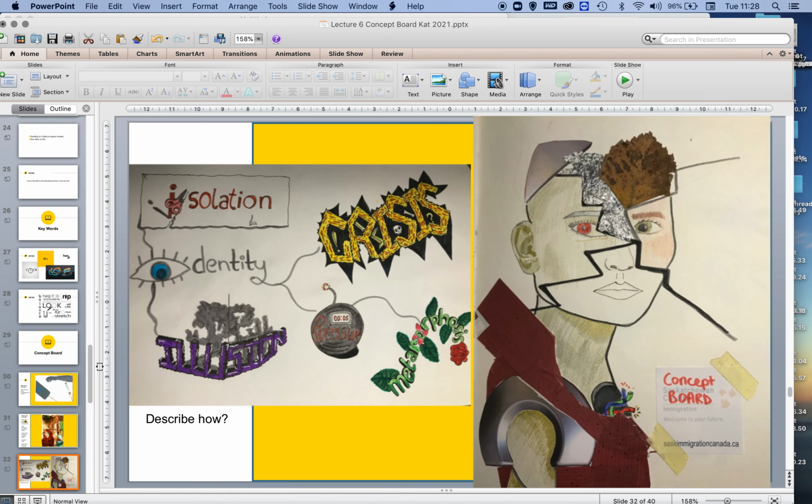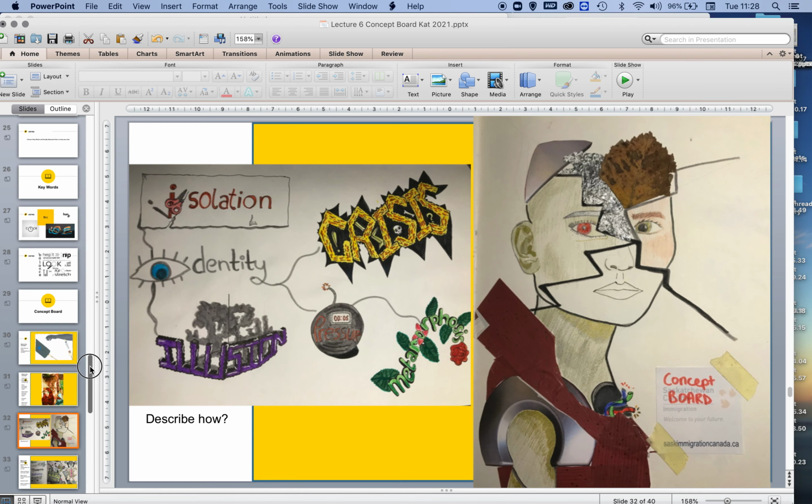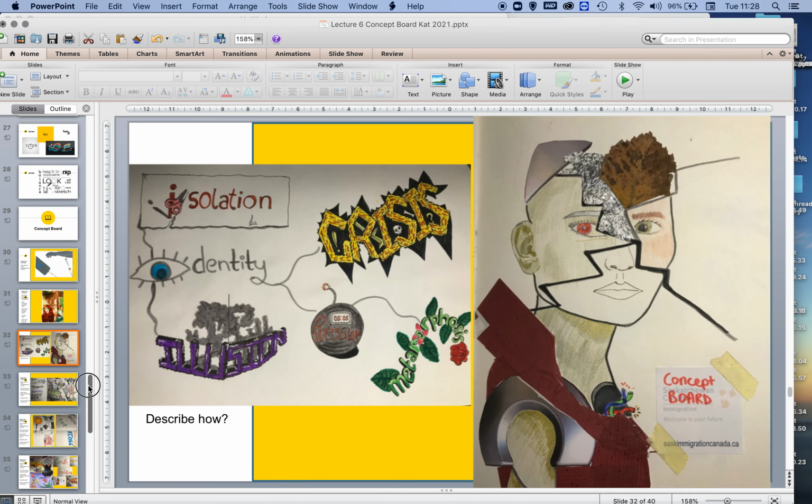So that's one idea. By the way, these were for a different project, so they weren't necessarily related to the idea patterns, and I'm not going to talk about how they relate to patterns. They're just examples of concept boards.